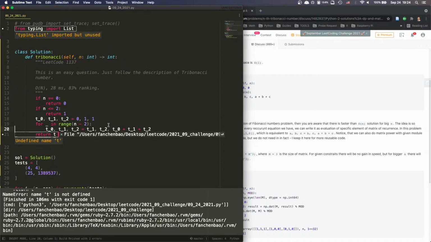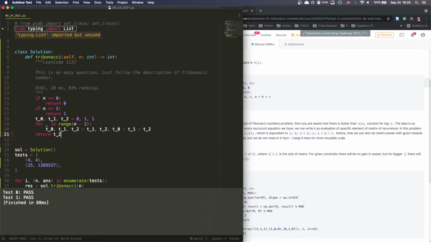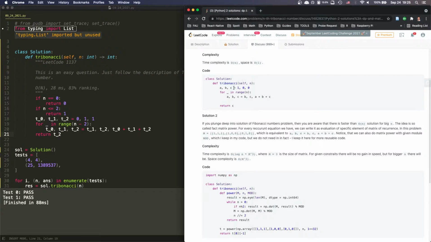T is not defined. Oh, so we return. Well, after the first round, we always return T2. Yeah? And this is a good trick. 1, 0, 0. Basically just keep shifting. I'll just keep it like this.